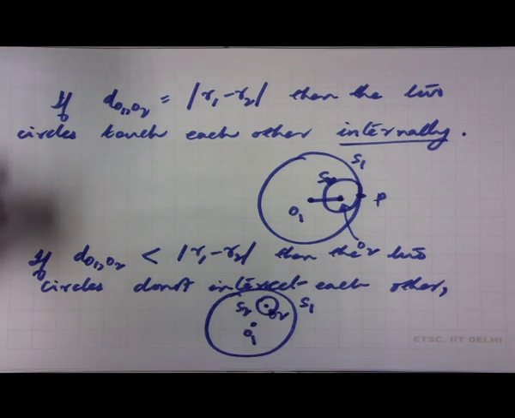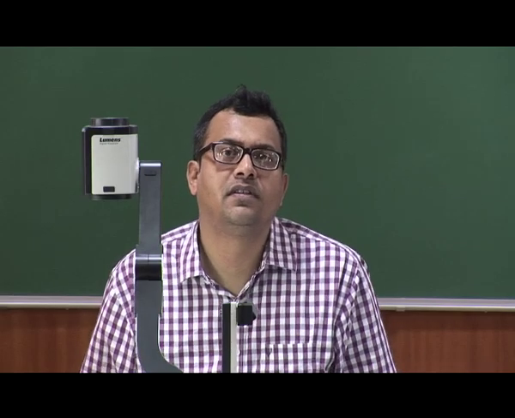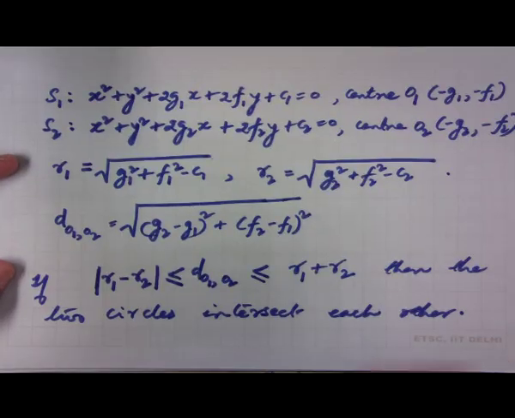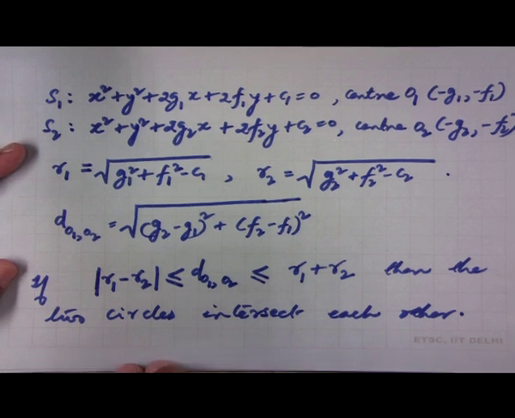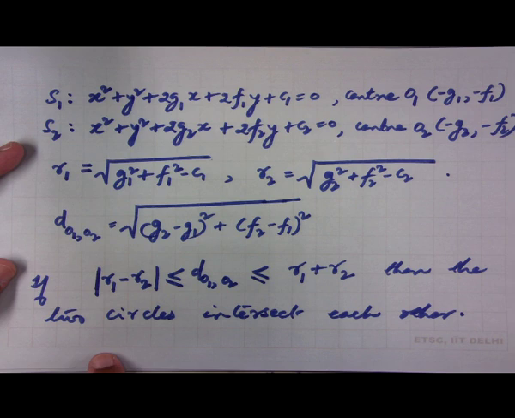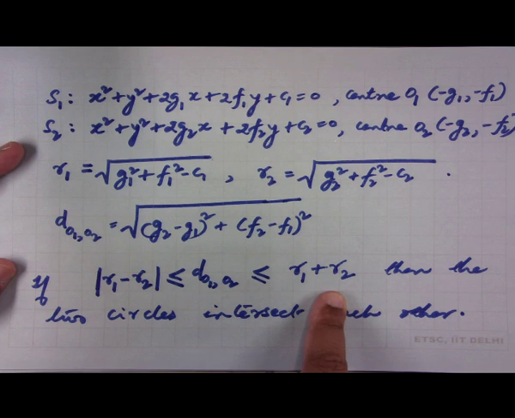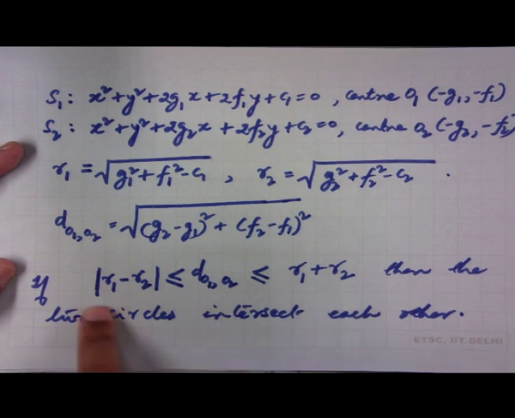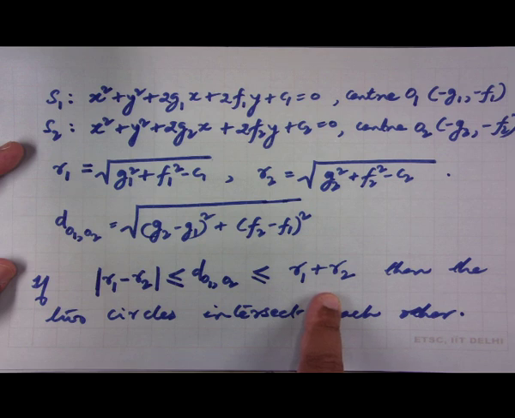So, the main discussion of this lecture is going to be focused on rigorously deriving these conditions. We will show that any two circles will intersect each other if and only if this condition is satisfied. What that means is that if this condition is not satisfied, then the two circles cannot intersect each other.